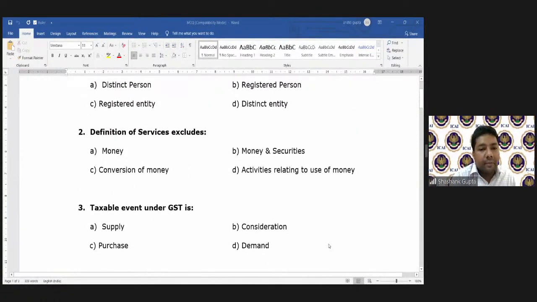Now, question number 3, please. Taxable event under GST is A, B, C, and D. And if anyone gives a wrong answer to this, I will take you out of the laptop, take note. Taxable event under GST is what? 3A, 3B, 3C, or 3D? If anyone answers this wrong, he will be subject of my wrath.